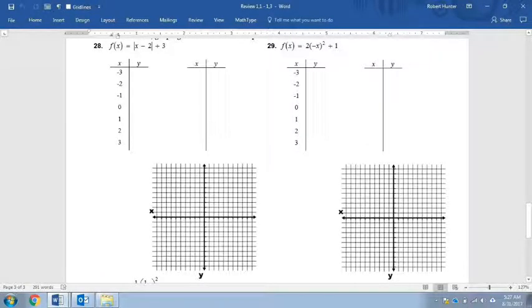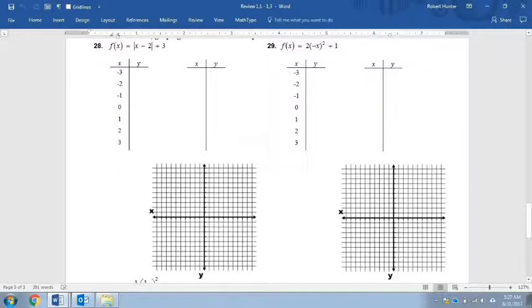Alright, last one is 28 through 31. Basically, it tells you to graph the parent function and the new one. The reason we're doing the parent function is we are using the parent function to create our new equations. Okay? So here we go. So this one is an absolute value.